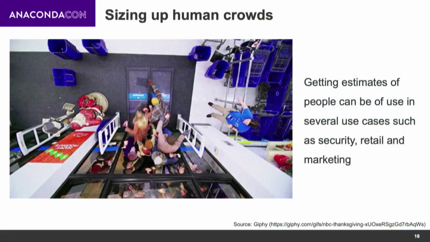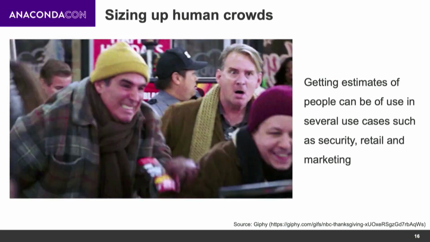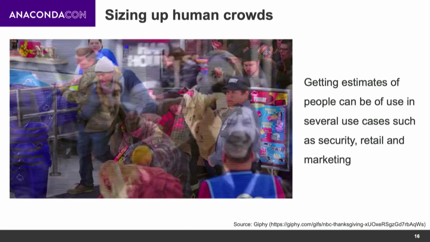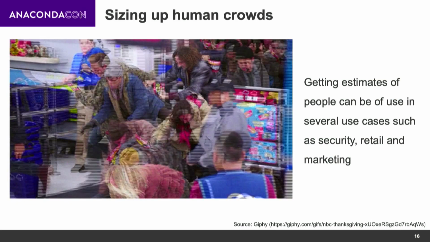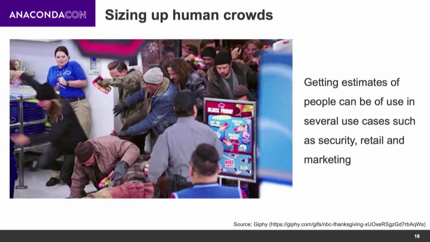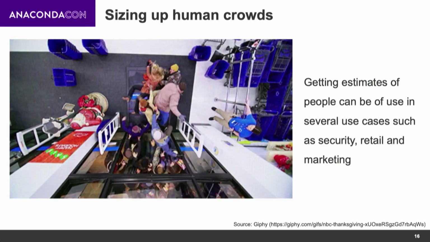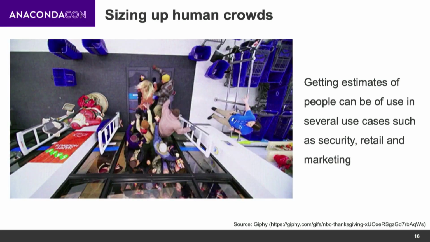Moving on to the second one, counting people. So we are back to Black Friday again. It can be useful in a lot of scenarios. From security purposes, we can identify the number of people in a given setting and find out whether it is safe within the constraints, or it could be used in retail and marketing use cases, where estimating the footfall in a store is very important.